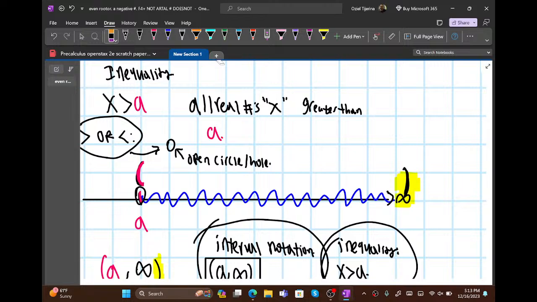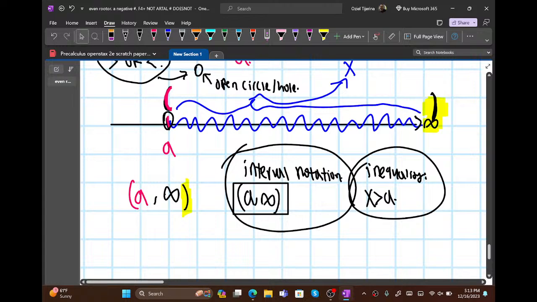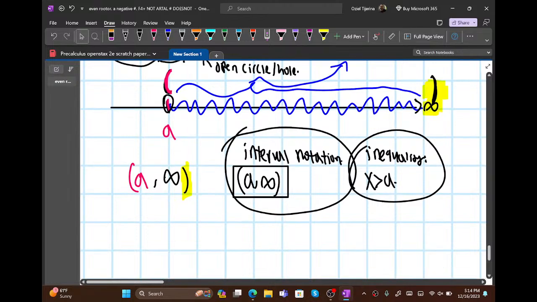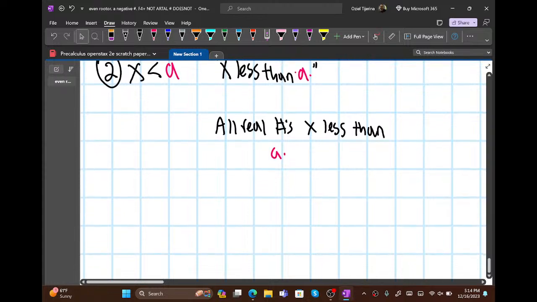Actually, I'm gonna make it blue. This part here represents where x will be, whatever x is. It's basically to the right of A, that is greater than A. And that's what represents x, whatever that number x would be, that is to the right of a number A. So I'm really trying to explain it as best as I can.